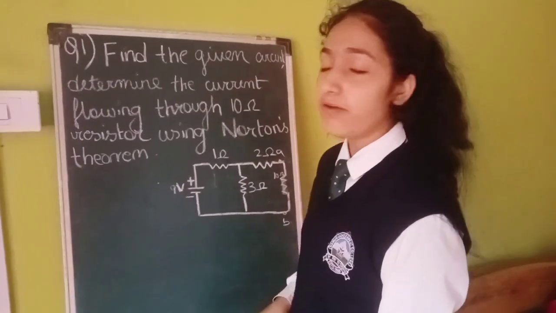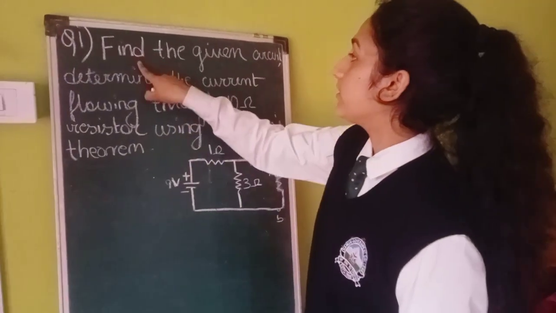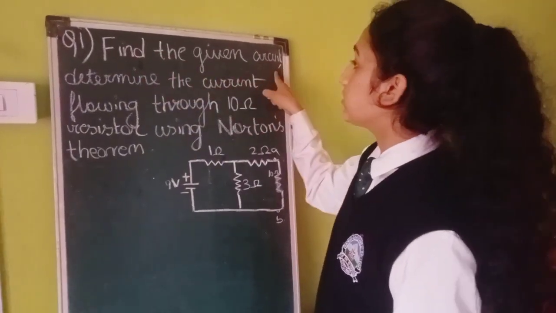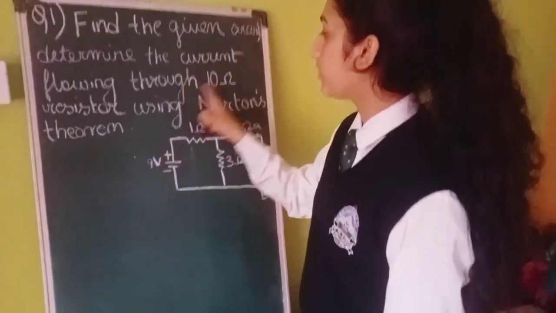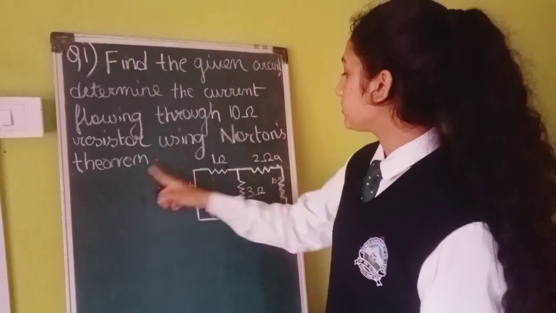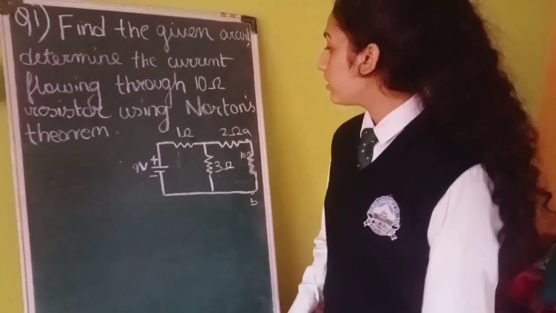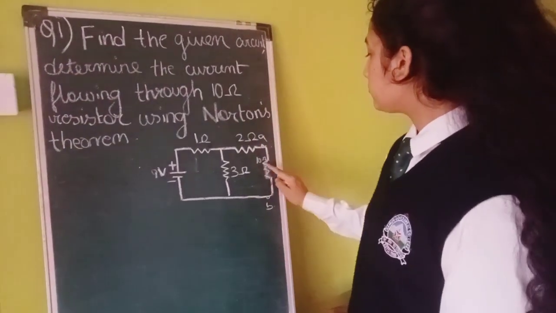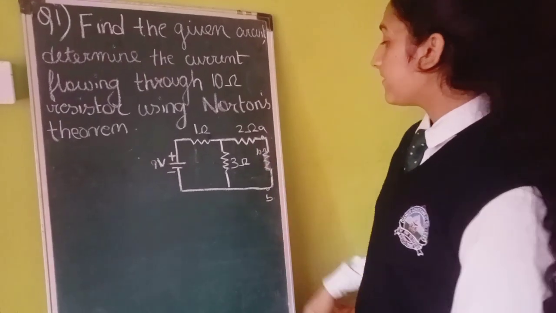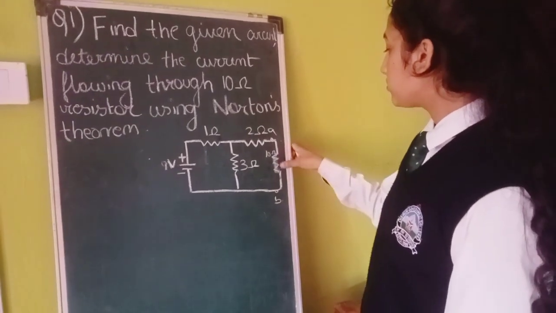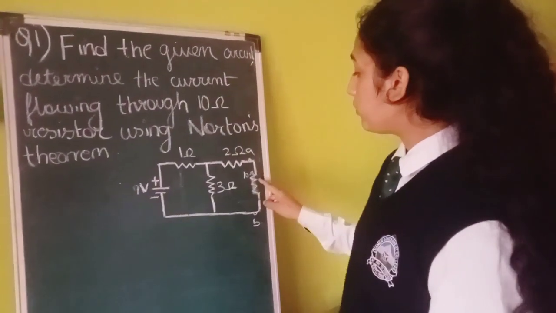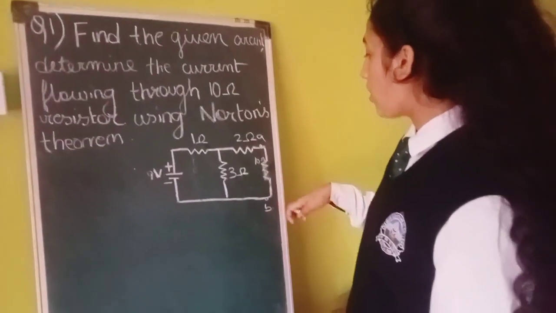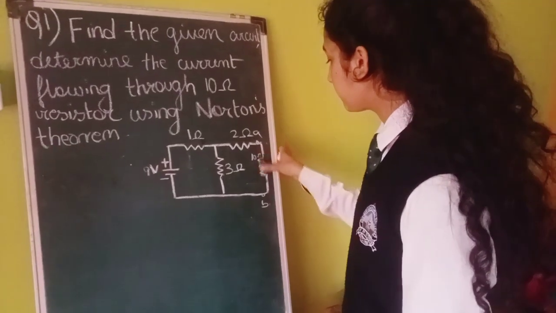So here we have one problem. That is, find the given circuit. Determine the current flowing through the 10 ohm resistor using Norton's theorem. So, to find the current flowing through the 10 ohm resistor, first of all, we need to remove the load resistance and short A and B.